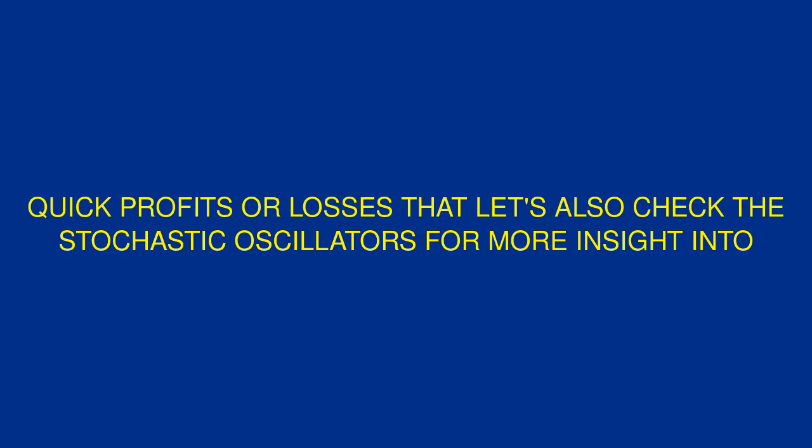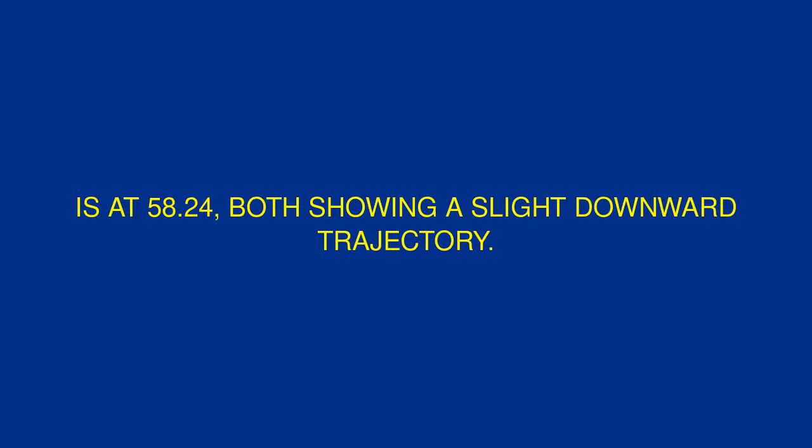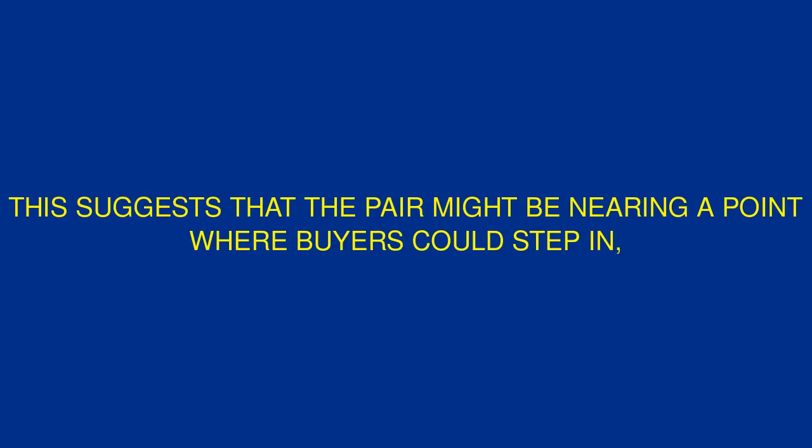Let's also check the stochastic oscillators for more insight into potential reversals. The 5-day stochastic %K is at 56.79, and the 5-day stochastic %D is at 58.24, both showing a slight downward trajectory. However, the 15-day stochastic %K is at 26.55, and the %D is at 23.92, which are much lower and closer to oversold levels. This suggests that the pair might be nearing a point where buyers could step in, especially if we see a bullish crossover in the stochastic lines.